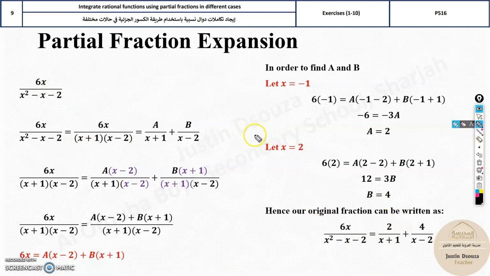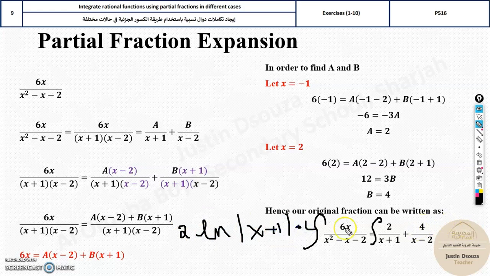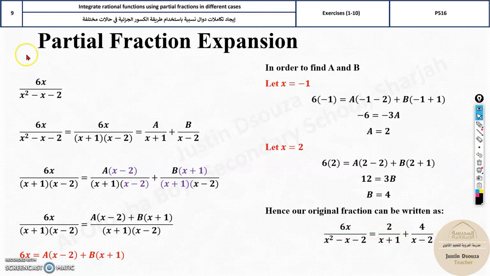All this method is not integration. It is just to rewrite this. The integral of this is equal to the integral of this. Now I can easily solve it, right? I know the integral of 2 divided by (x plus 1) will be 2 times the natural logarithm of (x plus 1) plus c. Now here you do the same thing, 4 times the natural logarithm of (x minus 2) plus c. So this is why we do all this. Then we can integrate it. So this is basically the partial fraction expansion. You're not doing the integral over here, but this is the step. Then we have to integrate it.